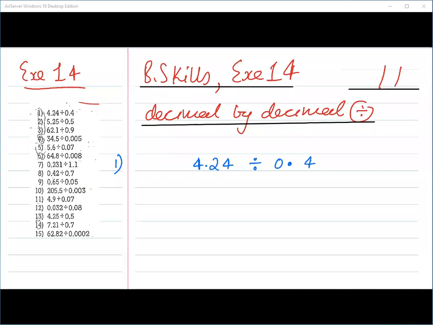We're looking at basic skills, exercise 14. Call that the Apple book. A decimal by decimal division. We're looking at question number 1. The questions have been copied and pasted into the margin over here, and we're going to do them over here.